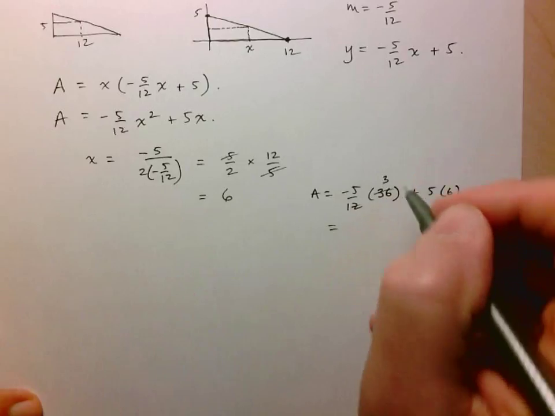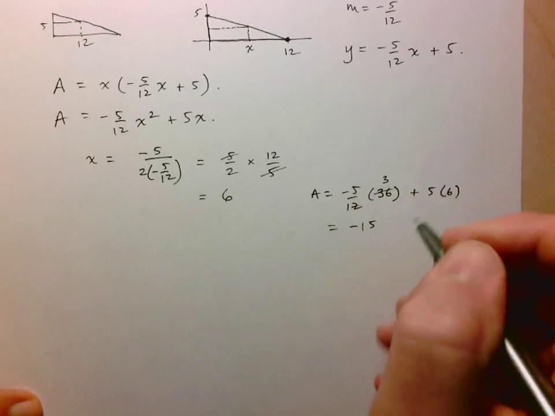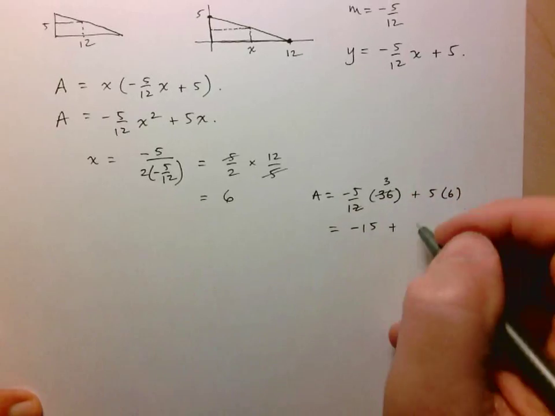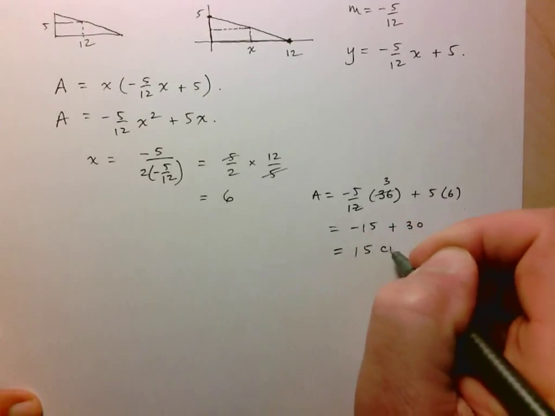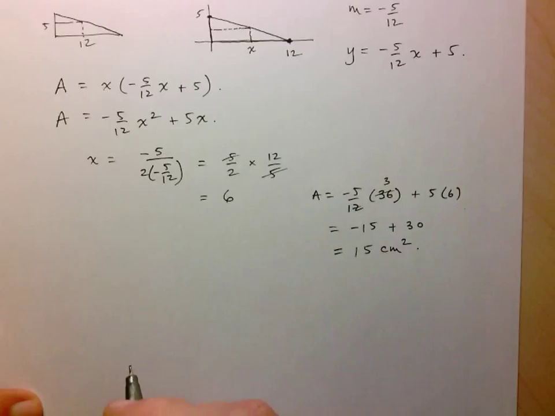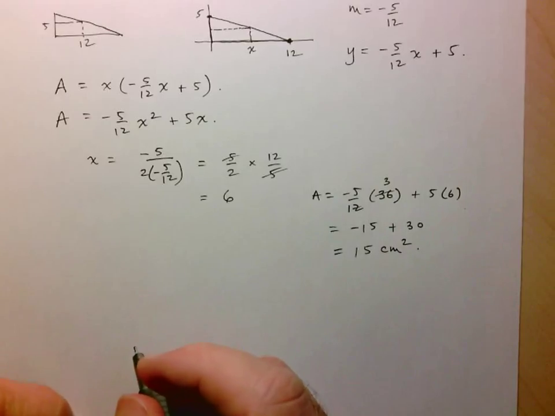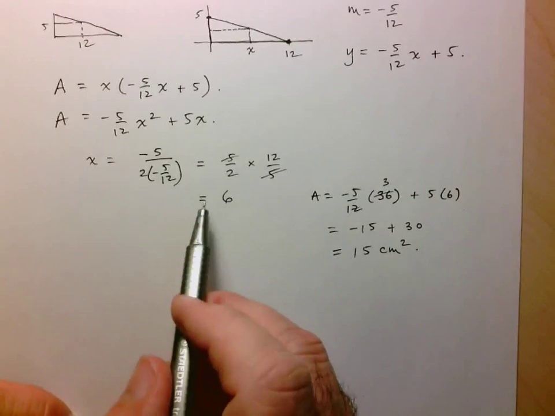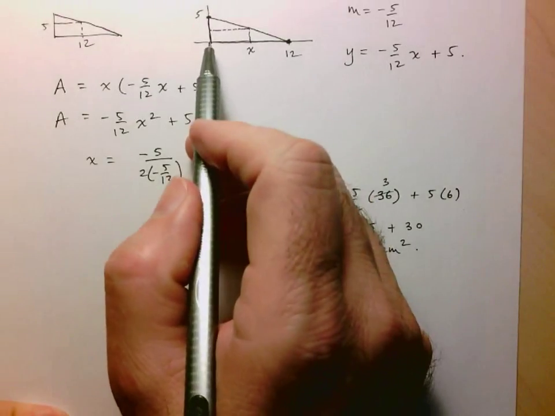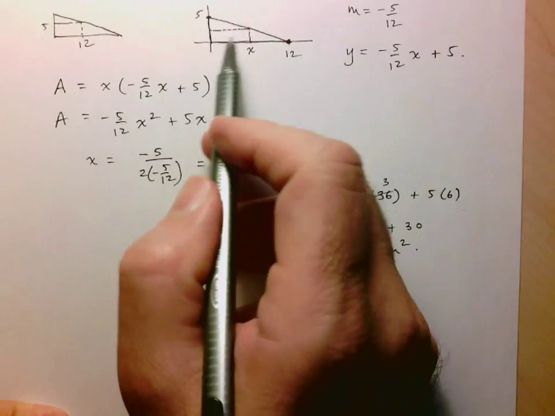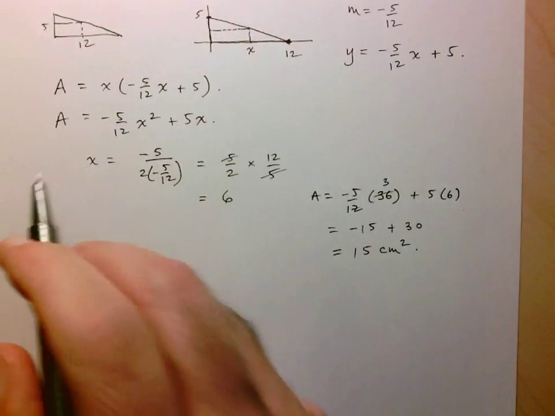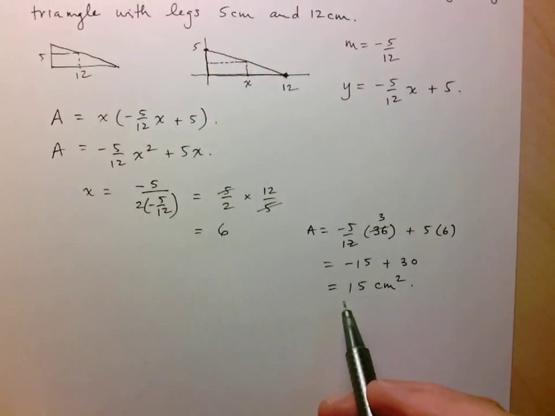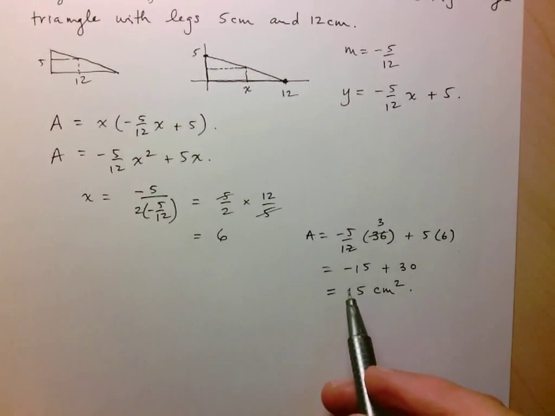36 over 12 is 3, so -15 plus 30 is just equal to 15 centimeters squared. Okay, so now we already saw that x happened to be exactly between 0 and 12. Okay, so 15 centimeters squared. Well, is there anything interesting about that?